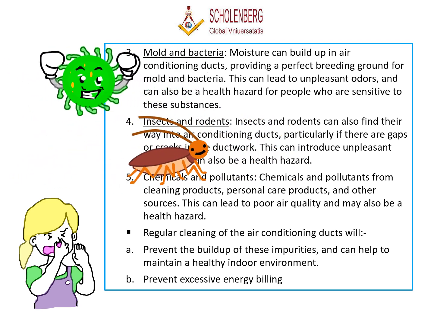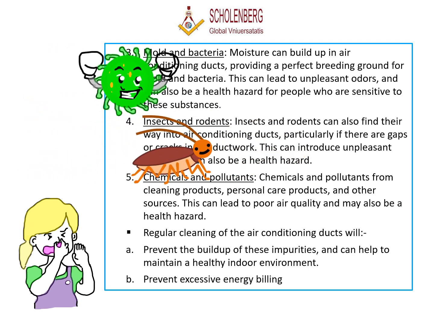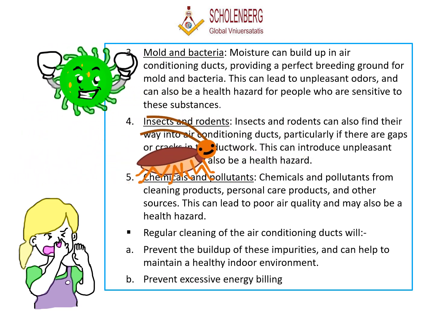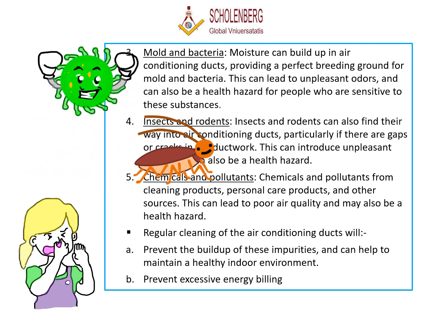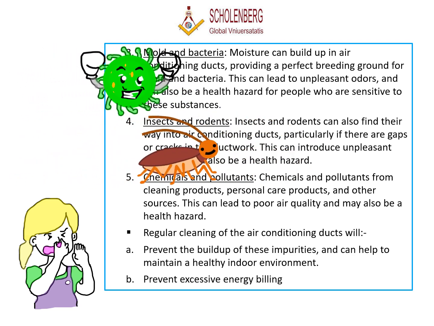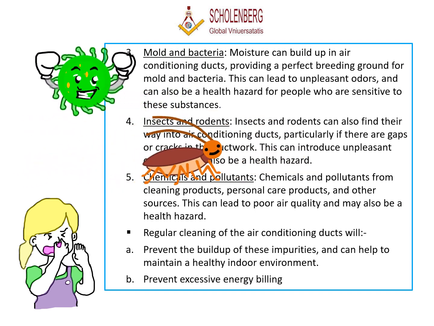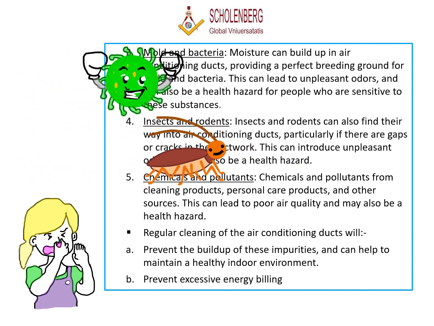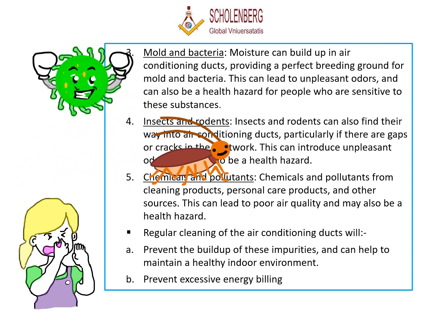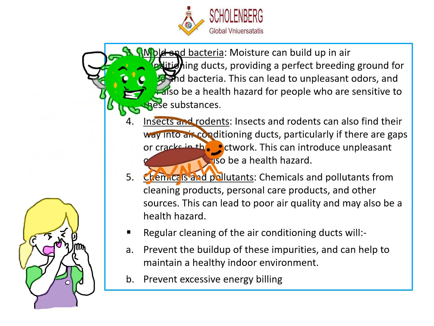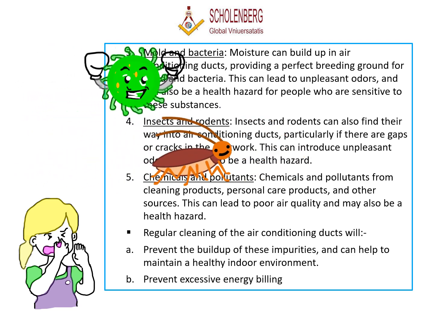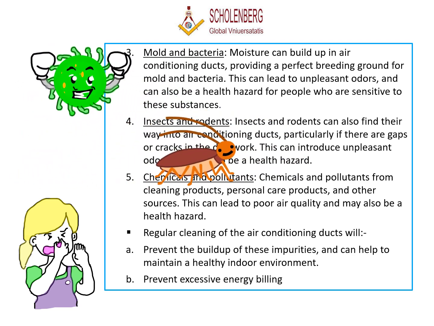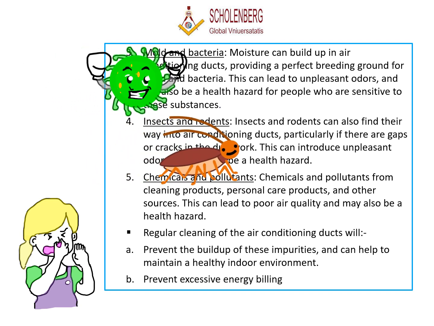5. Chemicals and pollutants. Chemicals and pollutants from cleaning products, personal care products, and other sources. This can lead to poor air quality and may also be a health hazard. Regular cleaning of the air conditioning ducts will: A. Prevent the buildup of these impurities, and can help to maintain a healthy indoor environment. B. Prevent excessive energy billing.